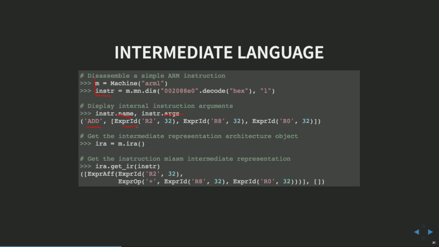Then we can get another object. It's called intermediate representation architecture. That's a big and long name, just to say that we'll be able to get the internal representation and later on emulate. So then I can use the getIR function in order to get this kind of long representation of the instruction semantic. Again, it's using internal MySM expressions. So what this add is doing is adding R8 and R0 and storing the value in R2. Okay, that's one more step towards emulation.